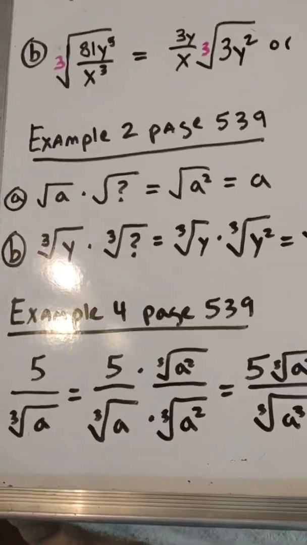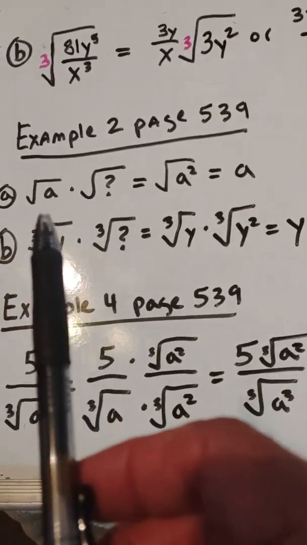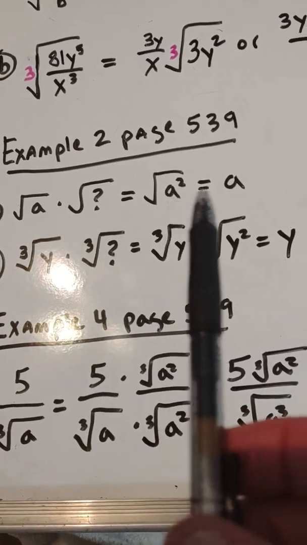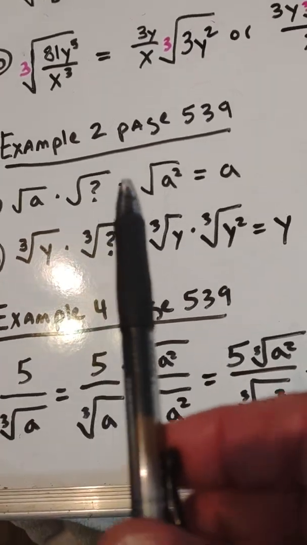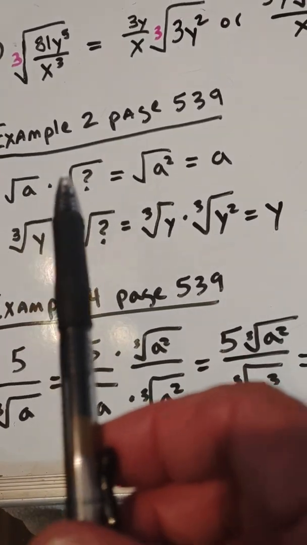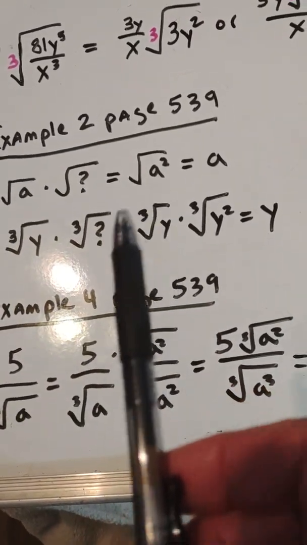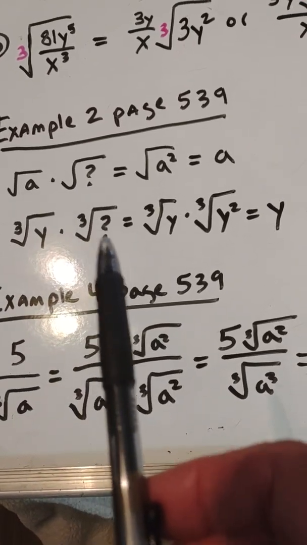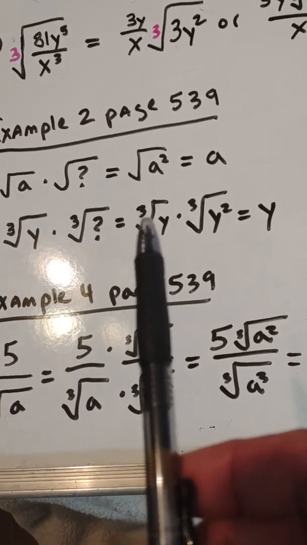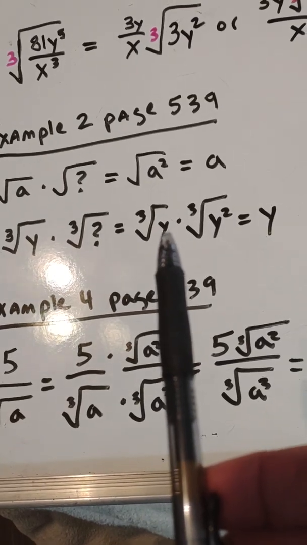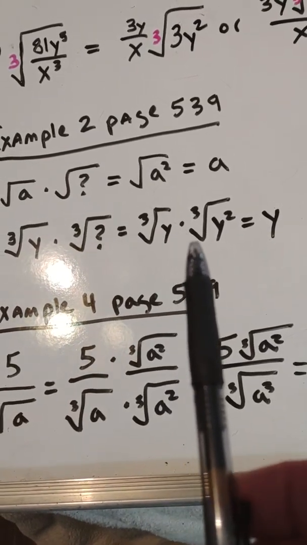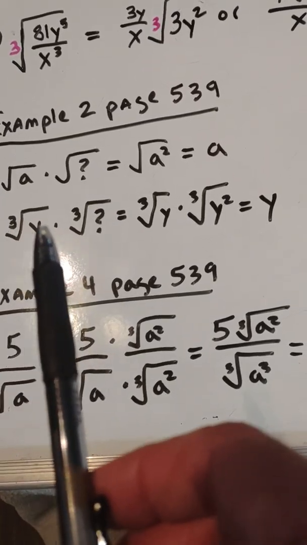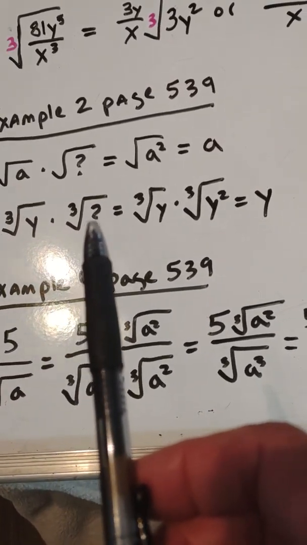In example 2, just a little question here. If you have square root of a times another square root, and they give you square root of a squared, which gives you a, this has to be square root of a. Because square root of a times square root of a will give us square root of a squared. Here, cube root of y times cube root of question mark gives us cube root of y cubed. So because we have a 3 out here, we got to get a 3 in here, so this has got to be y squared.